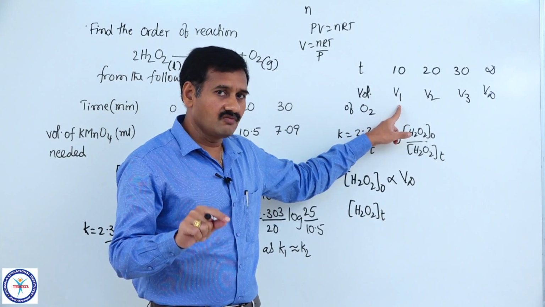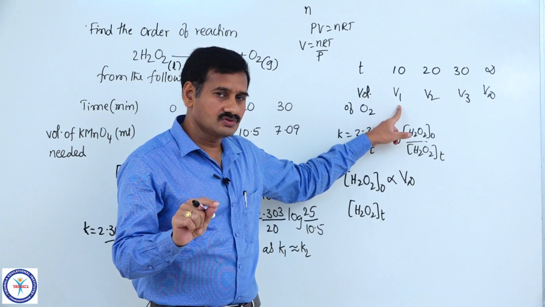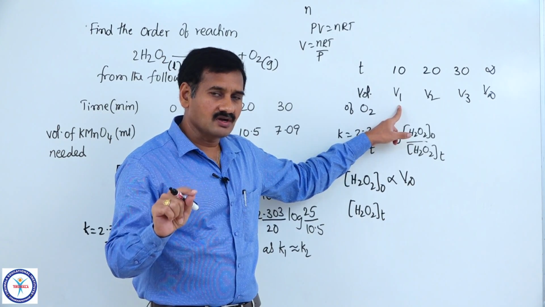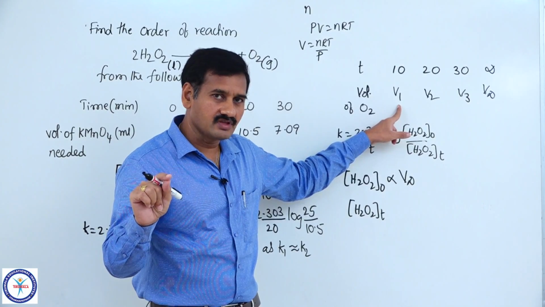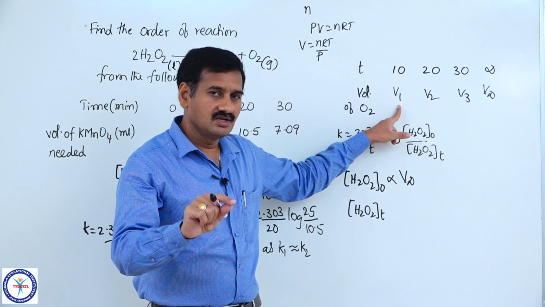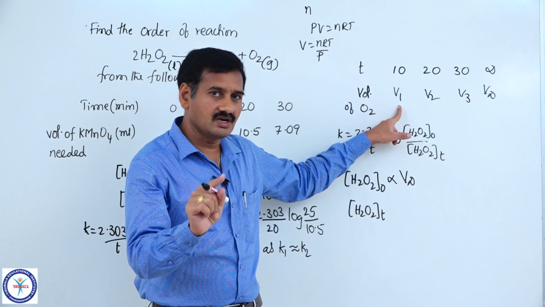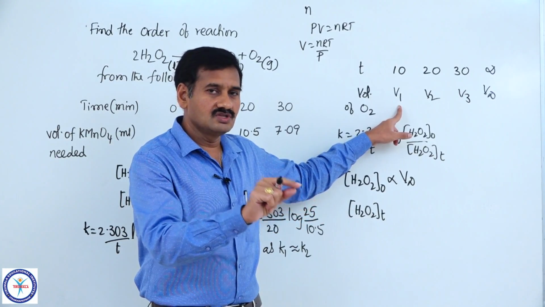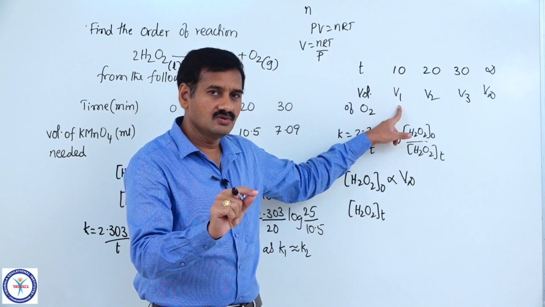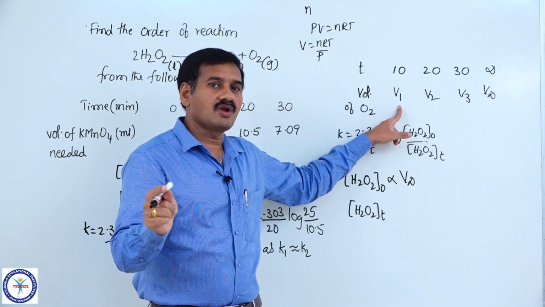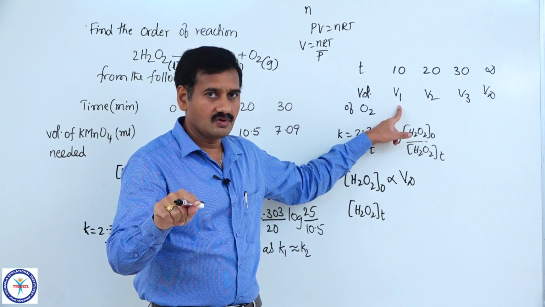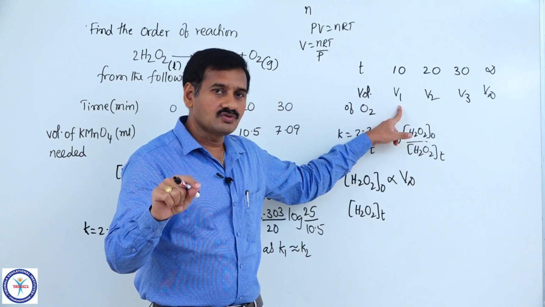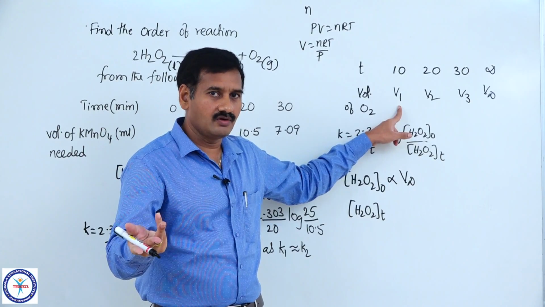This V1 is the volume of oxygen produced, that is proportional to the volume of hydrogen peroxide, or number of moles of hydrogen peroxide dissociated. If more H2O2 is dissociated, more will be the value of V1. Clear or not? So, this V1 is proportional to the dissociated number of molecules of H2O2. Okay? So, what is the number of molecules of H2O2 left now? That you have to find out.